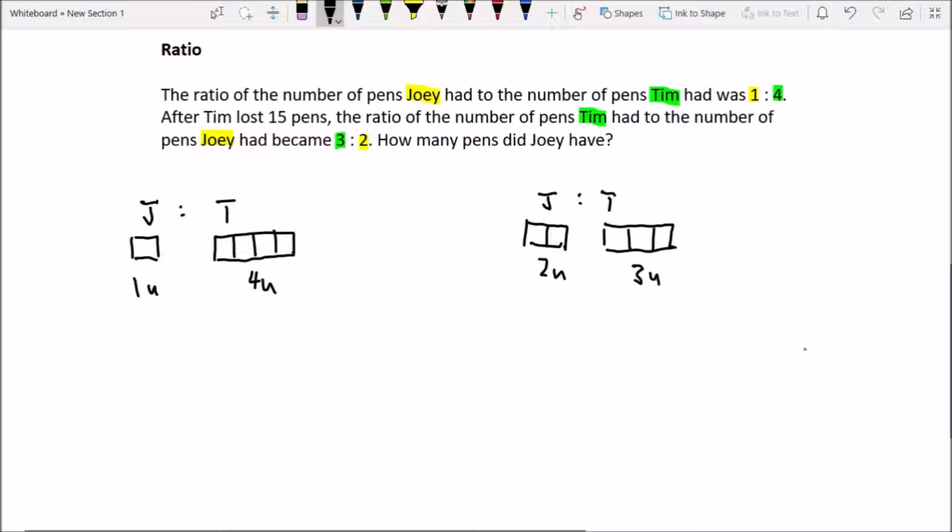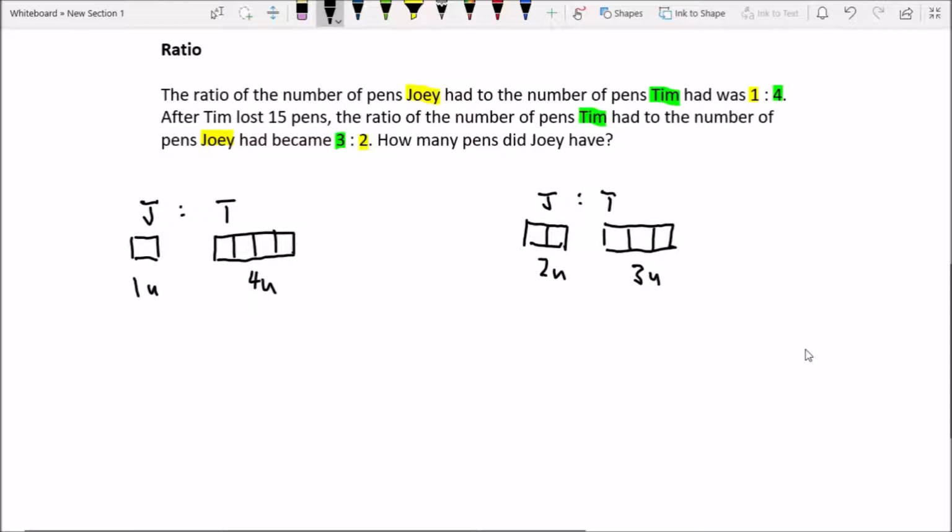Now, always assume that the units in these two cases are different in size. What do I mean by this? Go back and read the question again. Notice that Tim loses 15 pens, but nothing happens to Joey. So Joey has the same number of pens as before. That means that 1 unit in the first case is equal to 2 units in the second case.